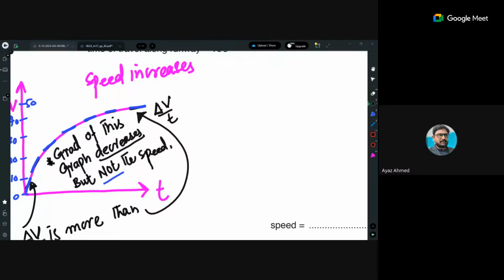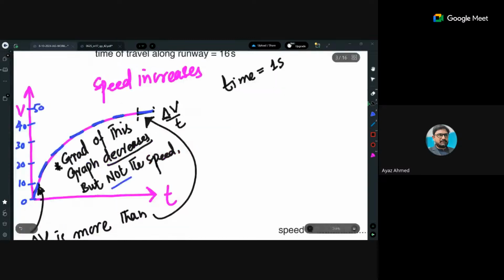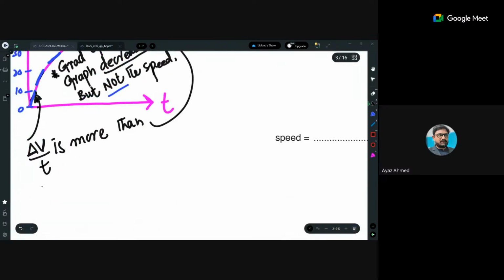In the first second, if the speed was increasing from 0 to 10, now in 1 second the speed is increasing from 40 to 41. The time taken is the same, right? Time taken is 1 second. So here what is the change in velocity? That is 10 meter per second in 1 second. Right? So what is acceleration? It is 10 meter per second square.